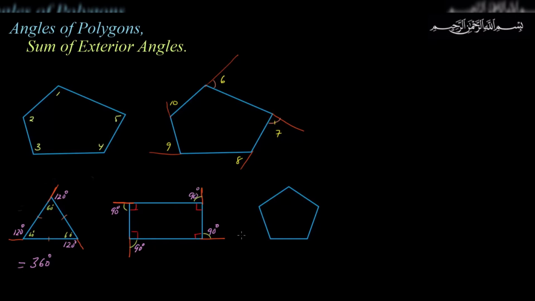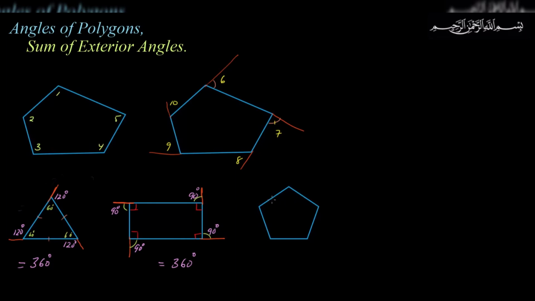If I add all these up, that's 90, 180, and so on, and I get, wow, 360 degrees again. That's fascinating. The sum of interior angles here was 180 degrees for the triangle, and here it was 360 degrees. But the sum of exterior angles for both of these is actually the same, 360 degrees. That's fascinating. Well, let's see what happens if you go to a pentagon.